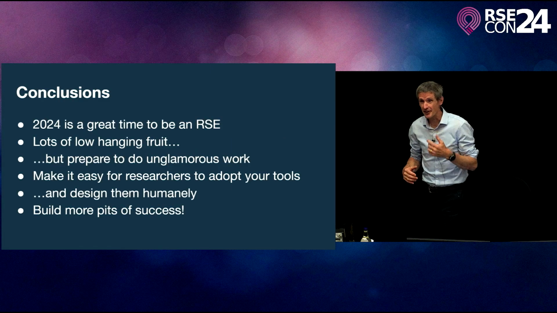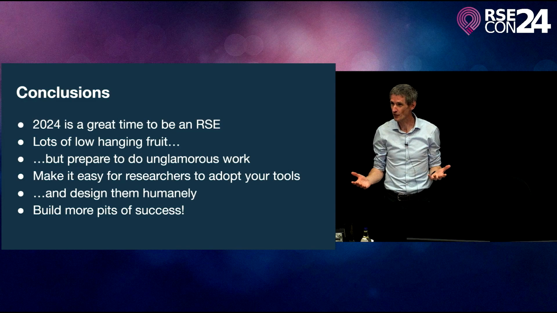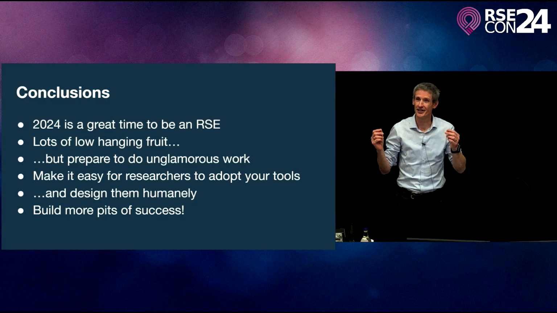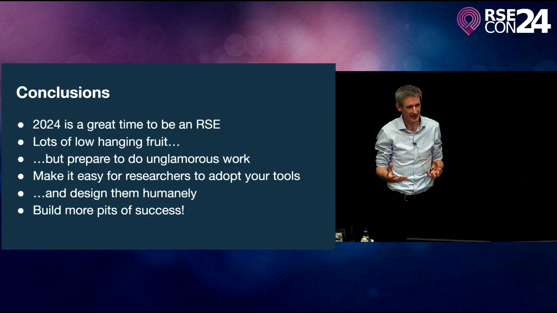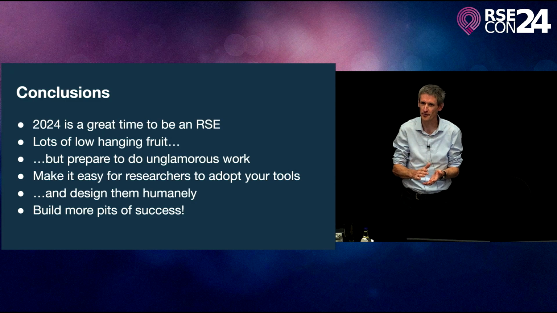So in conclusion, I think 2024 is a really great time to be a research software engineer. This conference is here now. There's a lot of us here. We'll talk about the same sort of things. There's a lot of really good low-hanging fruit. But I think some of it is quite unglamorous. And I think leaning into these unglamorous basic tools could have a huge impact. And so rather than chasing the next big exciting thing, perhaps we should just sort of look at how our researchers are actually working and try and remove pain points from them.